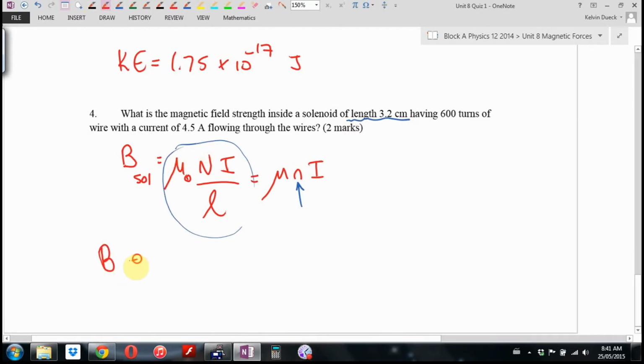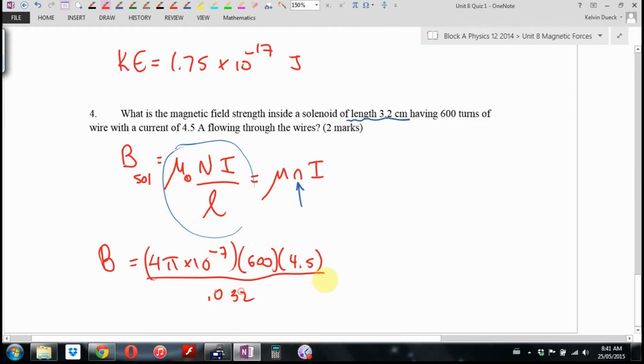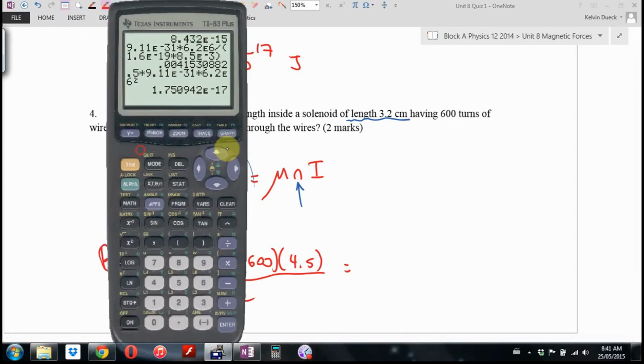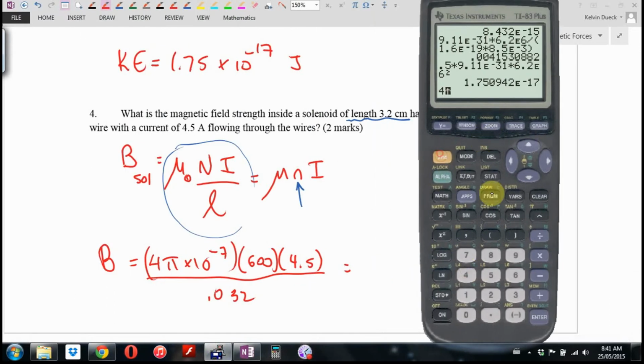The magnetic field is going to be the permeability of free space, 4 pi times 10 to the negative 7, N, the number of turns, 600, I, the current, 4.5, all divided by 0.032. So this solenoid would create a magnetic field of 0.106 Teslas.